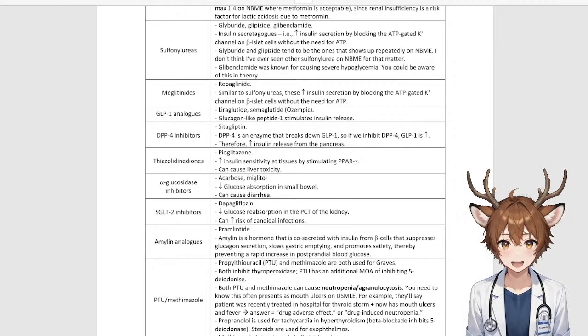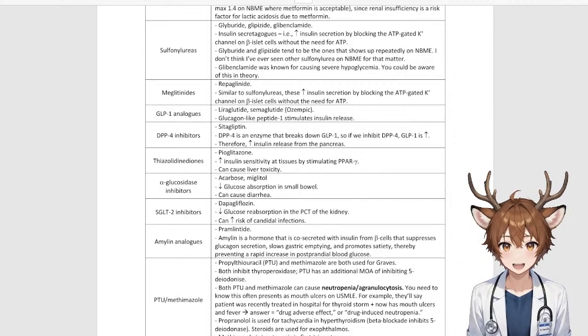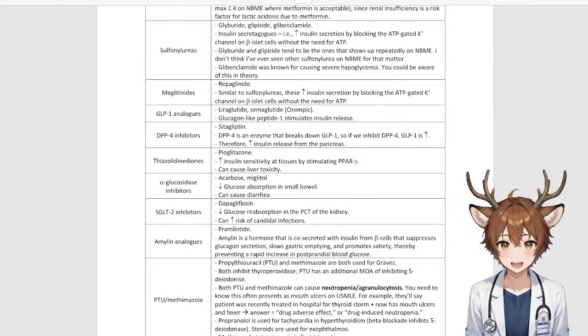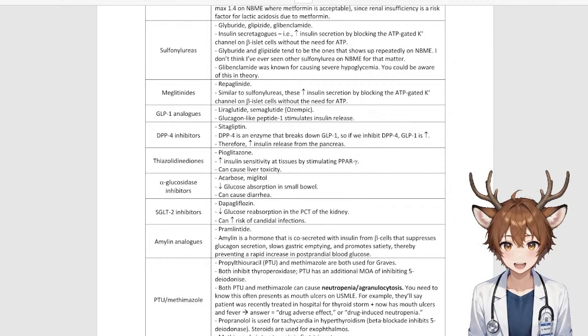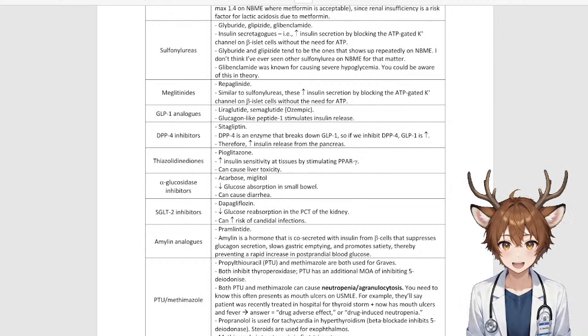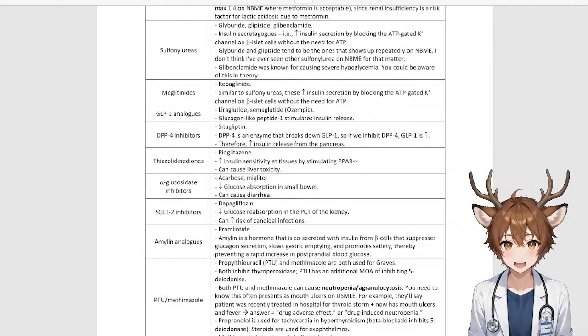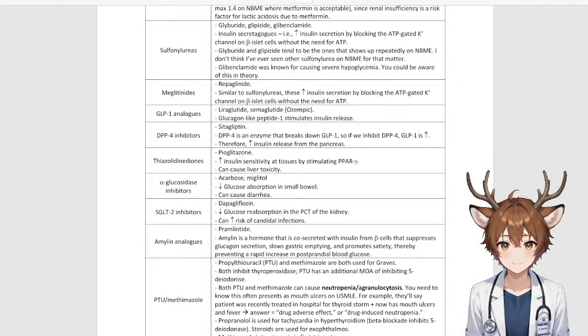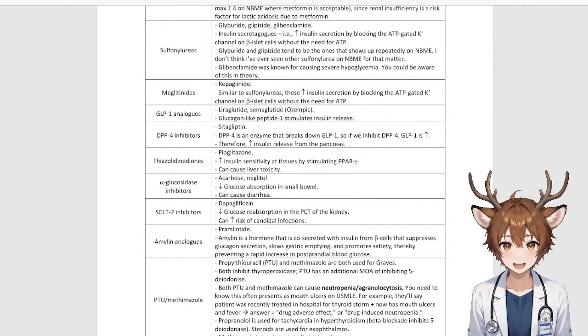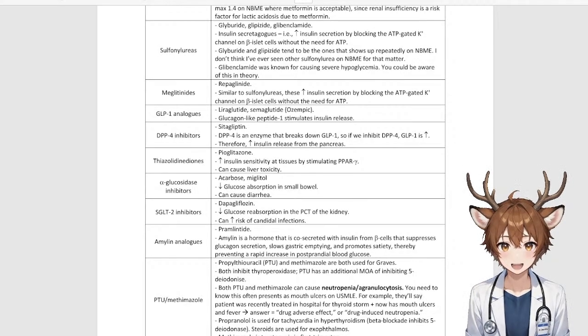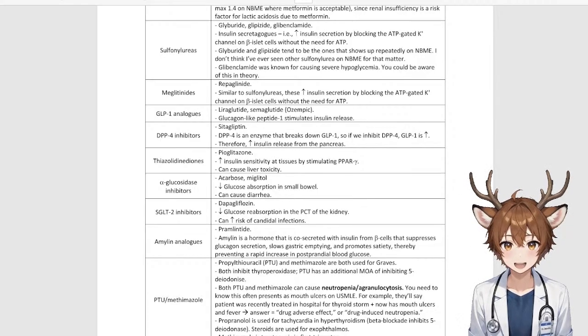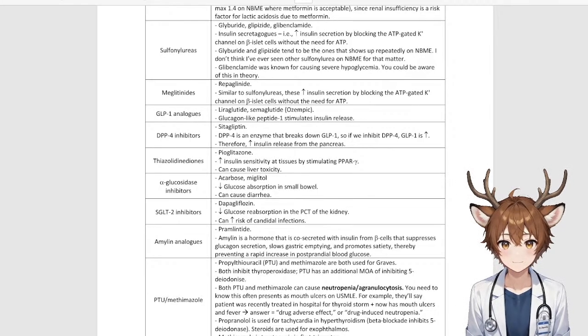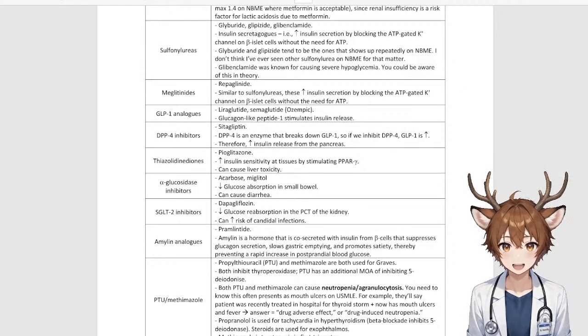Meglitinides, an example would be repaglinide. Similar to sulfonylureas, these increase insulin secretion by blocking the ATP-gated potassium channel on the beta islet cells without the need for ATP. GLP-1 analogs: liraglutide, semaglutide, Ozempic. Glucagon-like peptide 1 stimulates insulin release. DPP-4 inhibitors, sitagliptin. DPP-4 is an enzyme that breaks down GLP-1, so if we inhibit DPP-4, GLP-1 is elevated, therefore increased insulin release from the pancreas.